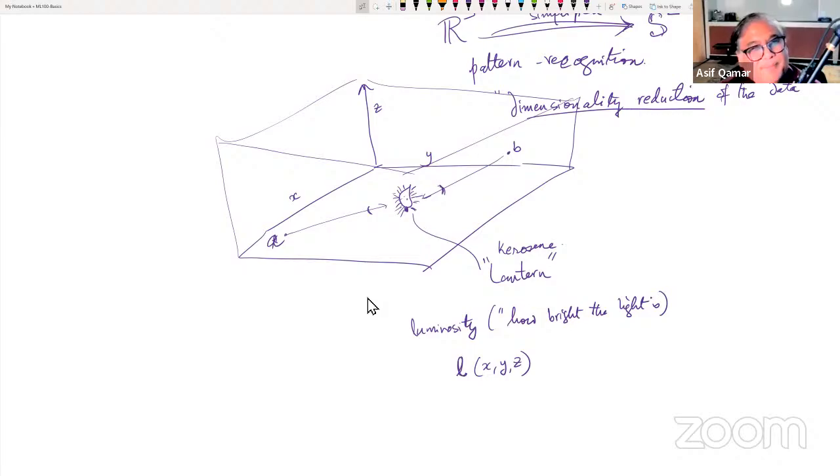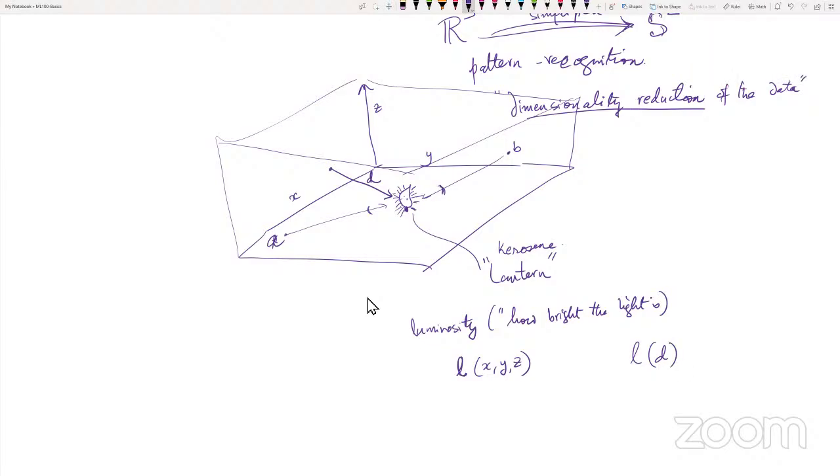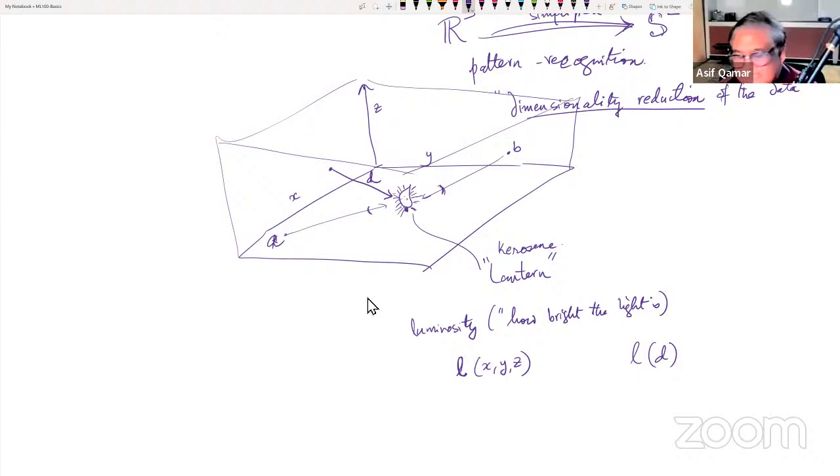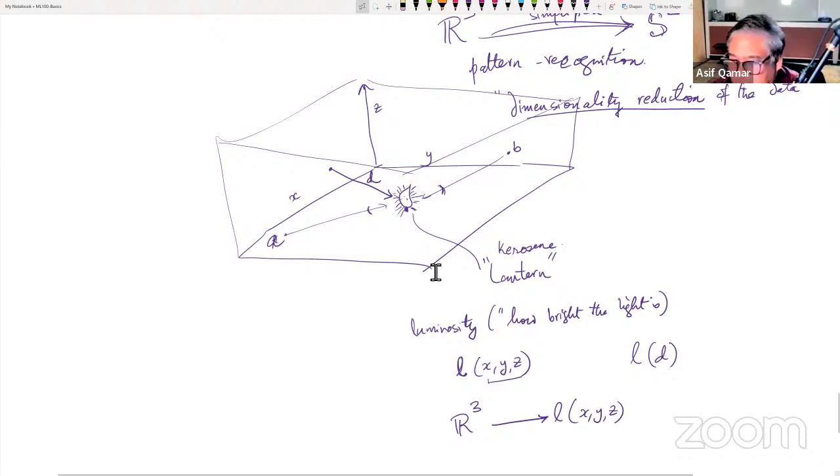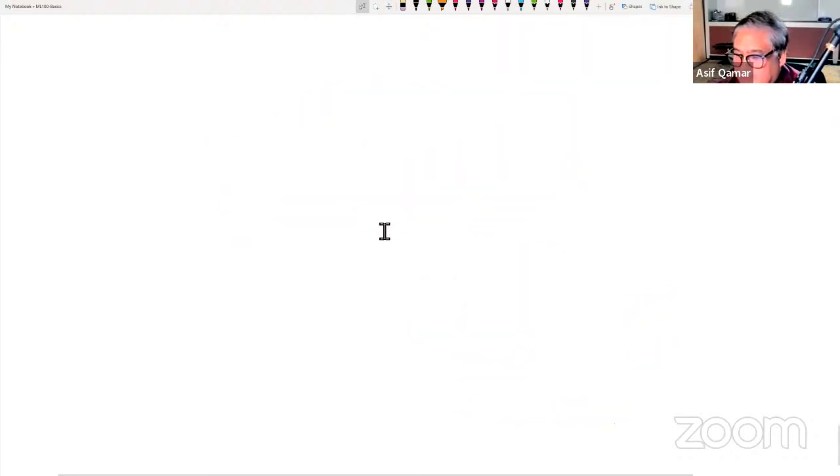Can you guess what that is? Just the distance. Even if you're a fly here, the only thing that matters is the distance d. So luminosity is simply a function of d, almost like inversely proportional to distance squared or something like that. That is true, but we won't get into the specifics. Suffice it to say that luminosity was initially a function of 3 dimensions. For every point you could give a luminosity. But if you think a little harder about it, you realize that luminosity is not really about 3 dimensions.